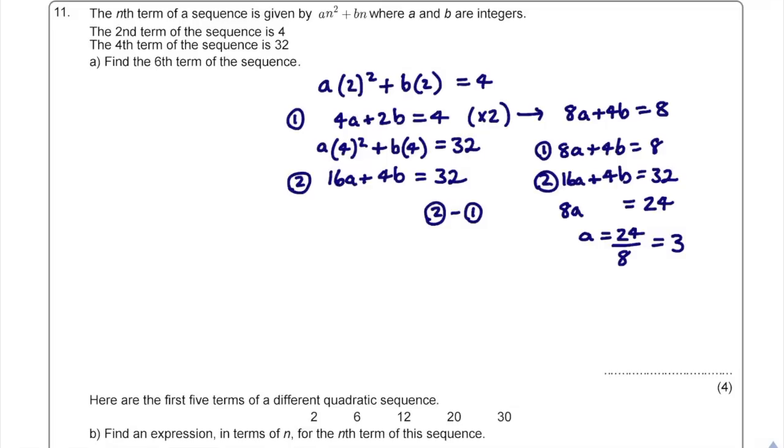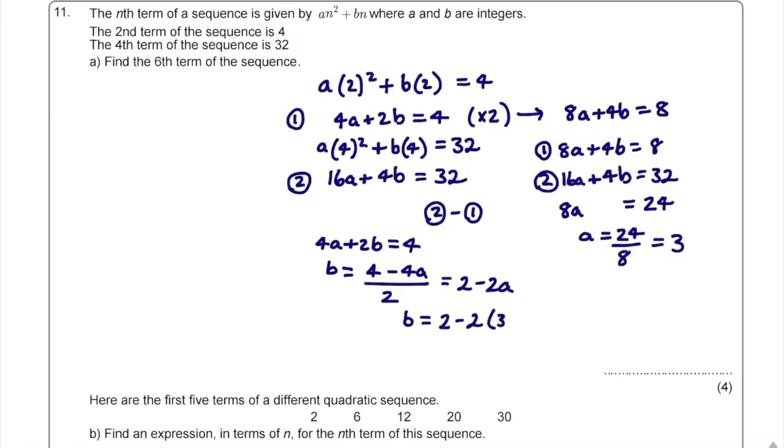So if I take this first equation here, 4a plus 2b equals 4, as it's probably the easiest to rearrange, I can then subtract 4a from both sides and divide by 2. So I'm going to get b equals 4 minus 4a all divided by 2. And of course that just simplifies to 2 minus 2a. So now if I replace a with 3, I'm going to get 2 minus 2 all multiplied by 3, 2 minus 6, which is minus 4. So now I've got a value of a which is 3, a value of b which is minus 4.